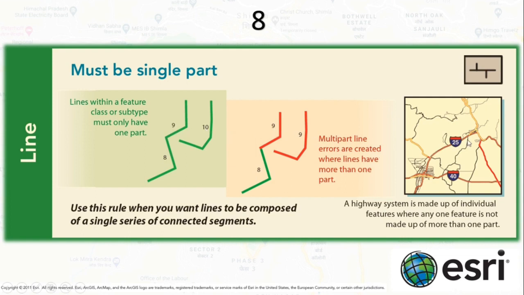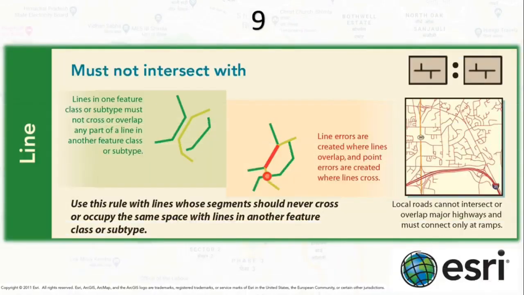Next is must not intersect with. This requires that line features from one feature class or subtype not cross or overlap lines from another feature class or subtype. Lines can share endpoints. This rule is useful when there are lines from two layers that should never cross each other, or in cases where the intersections of lines should only occur at endpoints, such as streets and railroads.